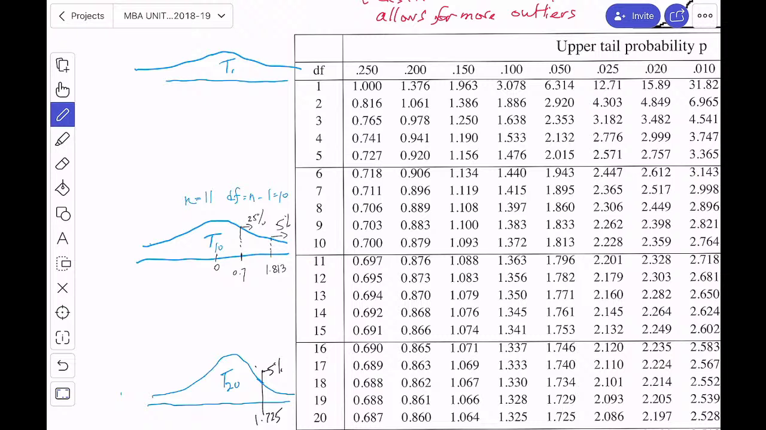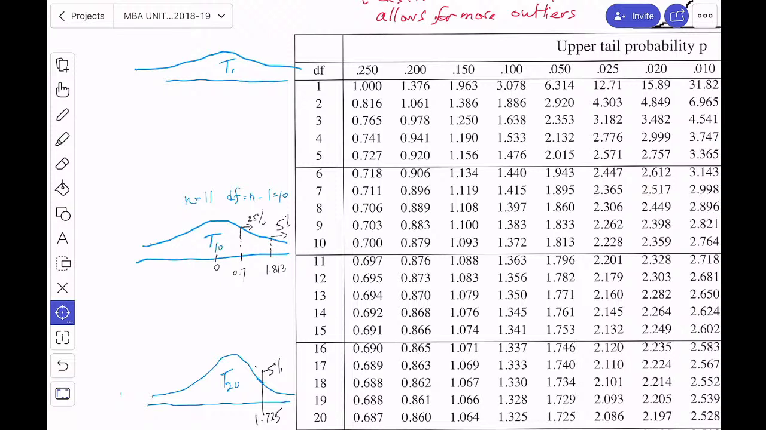See, this is narrower, so to catch 5%, I have to move more in. Okay, so that's what's happening, and that's what's happening to the curve. This is getting tighter, and to get 5% in the tail, you've got to go further in. So that's how you read this table.